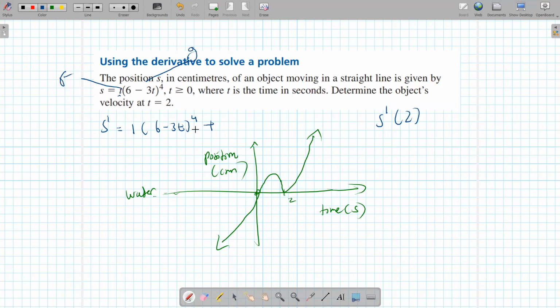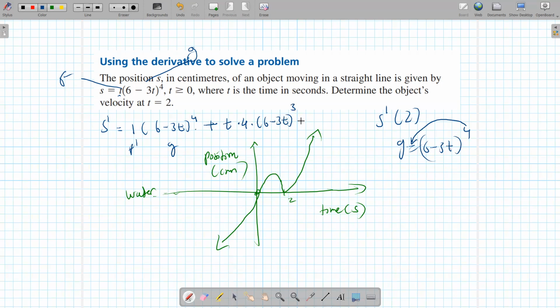This is good so far. This is f prime, this is g, okay? The chain rule is going to come in the second part. Plus f as it is times the derivative of g. What's the derivative of g? g is (6 minus 3t) to the power of 4. Use the power rule. 4 comes down, right? It'll be 4 times the bracket as it is to the power of 3.